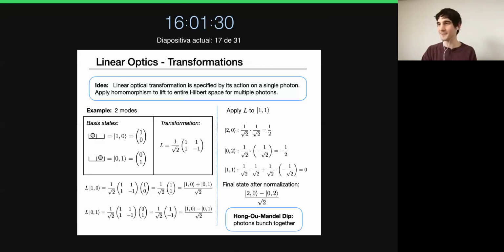All right, and this effect is known as the Hong-Ou-Mandel dip, which expresses this fact that photons tend to bunch together in these experiments. They tend to clump together in these modes.